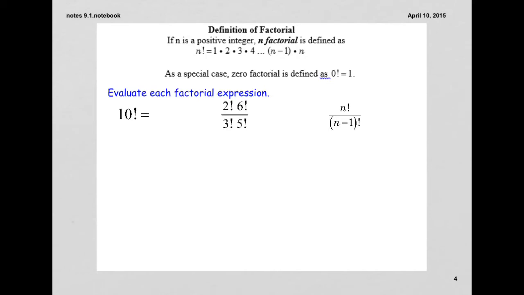Okay, let's evaluate each factorial expression. The first one is pretty cut and dry. It's just going to be 10 times 9 times 8 times 7 times 6 times 5 times 4 times 3 times 2 times 1. When you multiply all that out, that becomes 3,628,800.